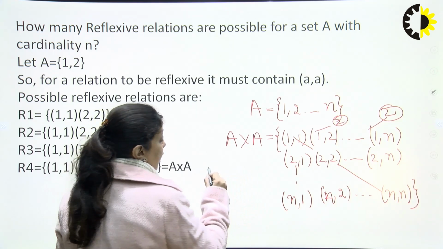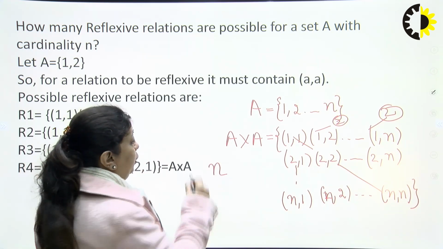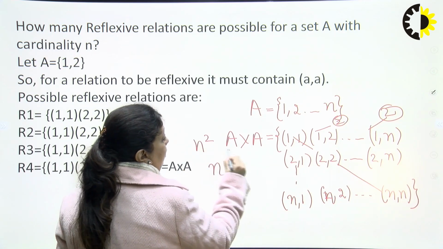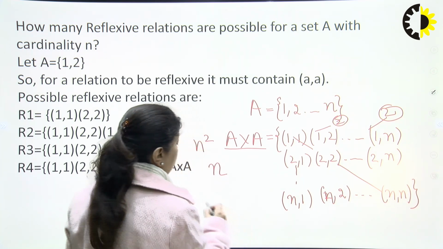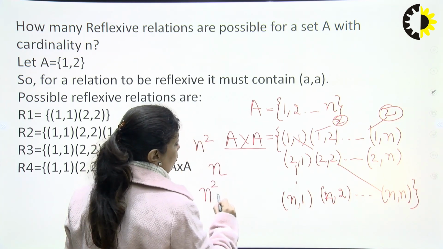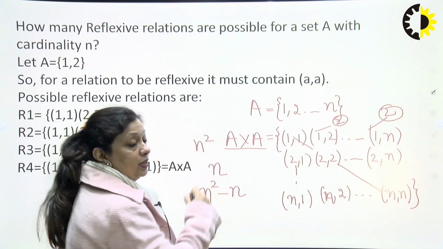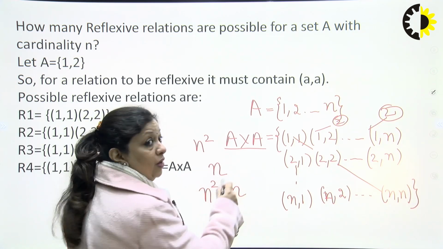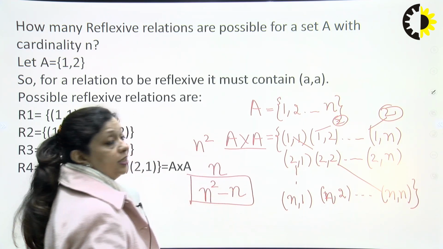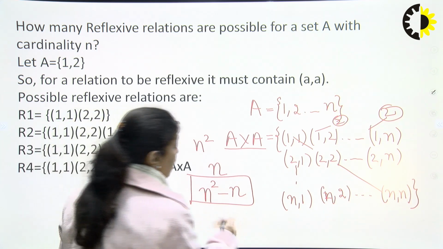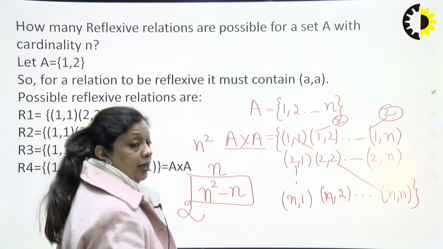So, I have n elements which are my diagonal elements, and in total I have n square elements in my A cross A. So, what is the remaining number of elements? The remaining elements are n square minus n, where n square is the total number of elements and n is the number of diagonal elements. For all these remaining elements I have two choices, that is 2 raised to the power n square minus n.